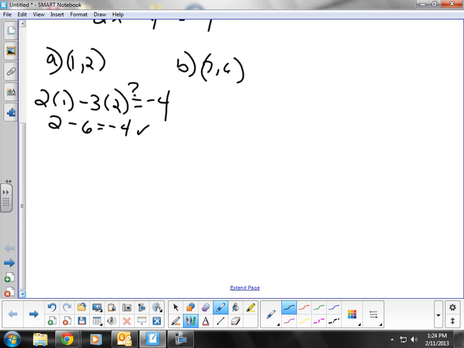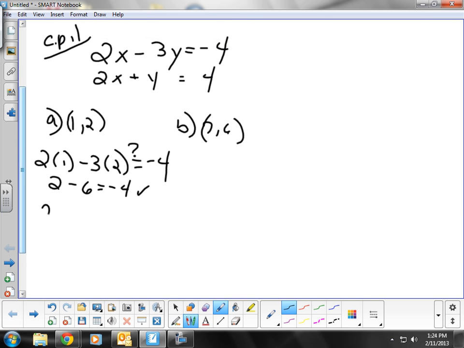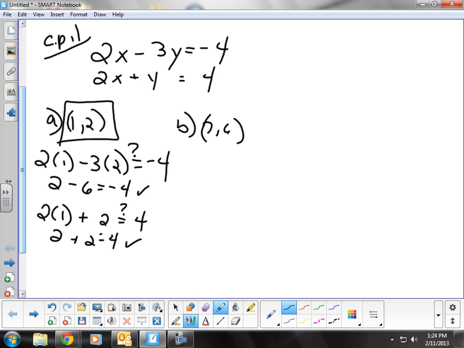So I've got to check my other equation here. So I've got 2 times 1 plus 2. And the question is, is that equal to 4? It is equal to 4. So the point 1, 2 is a solution. Now, do we need to check this other point to see if it's a solution?